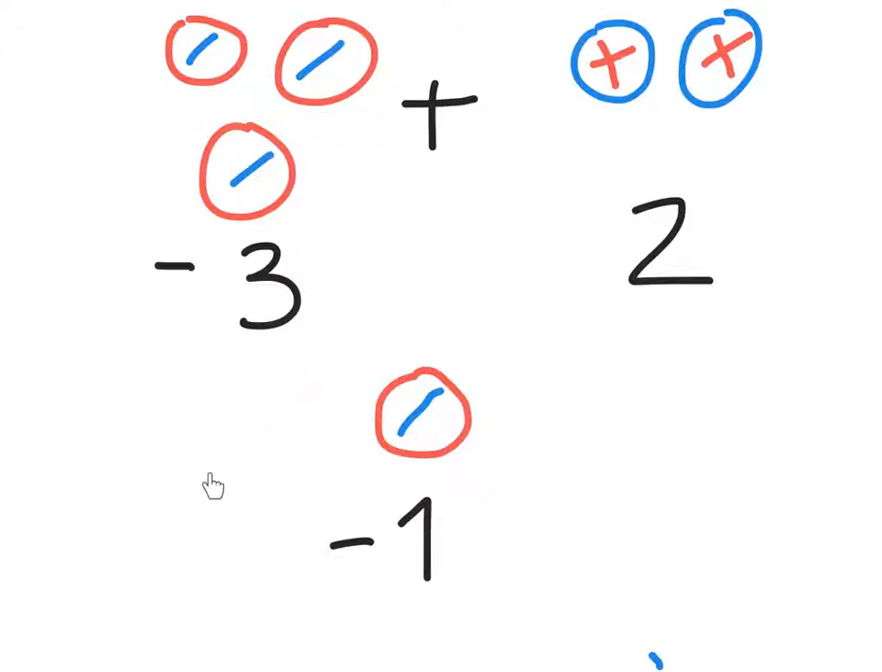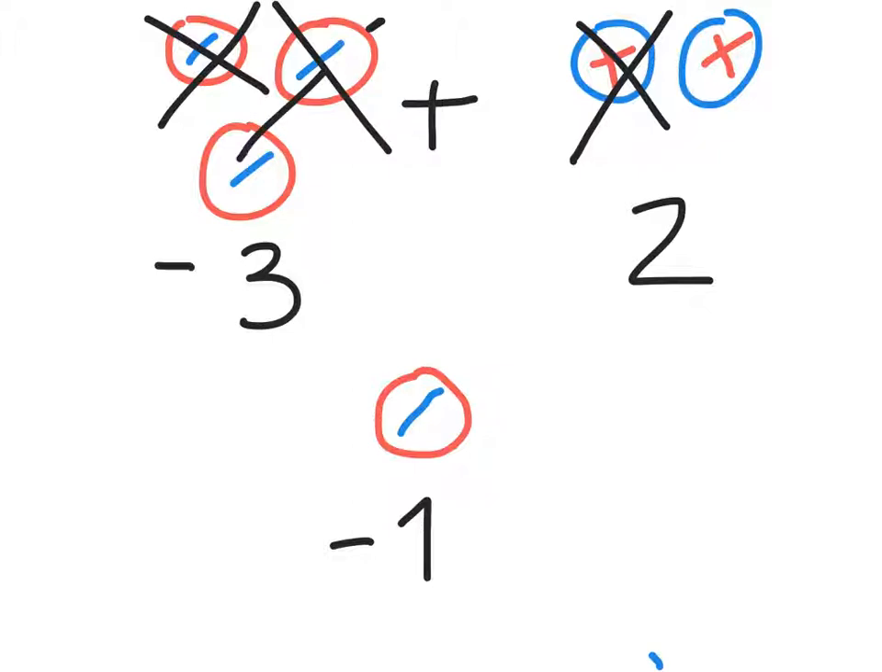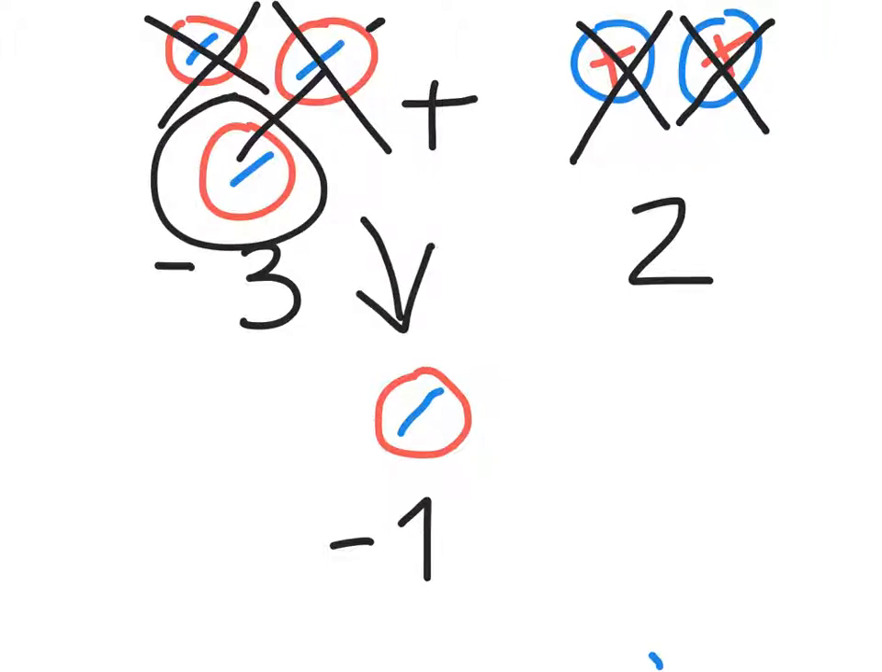Now let's see how that works out. If we look, we can cancel some of these out so that we'll be able to see. Okay, so 1 negative cross out 1 positive, okay? Cross out another negative, cross out another positive. So we have 1 negative left right here. Bring it down here. Now we have -1, and this is our answer. So -3 plus 2 equals -1.